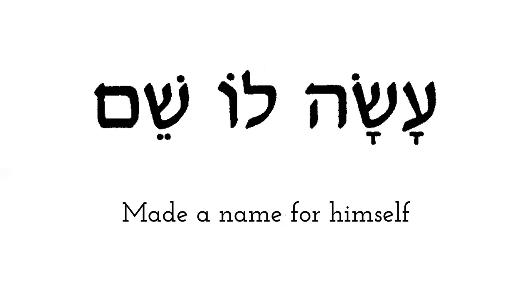Asa lo Shem, which means made a name for himself. Asa is he made, lo is for himself, and Shem is a name. And it means to establish a reputation, so to speak.